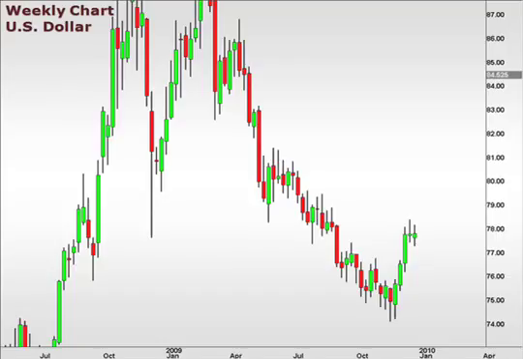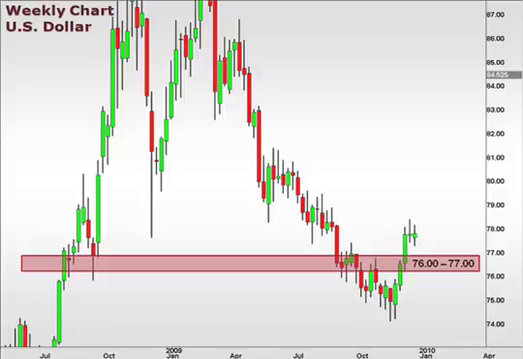Let's start with a look at the weekly chart of our US dollar index. This is a great way to gain some perspective as to how the US dollar has been trading against a basket of currencies. While the US dollar index held on to its gains over the holidays, we continue to look at the 76-77 focal zone as an important support level, with any consolidation above this range supporting a continuation into the 79 to 81 box.